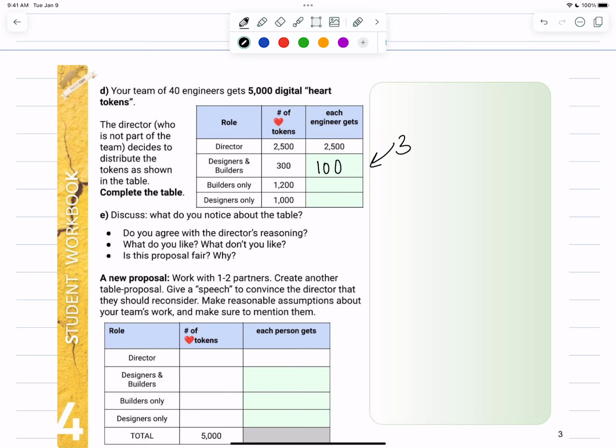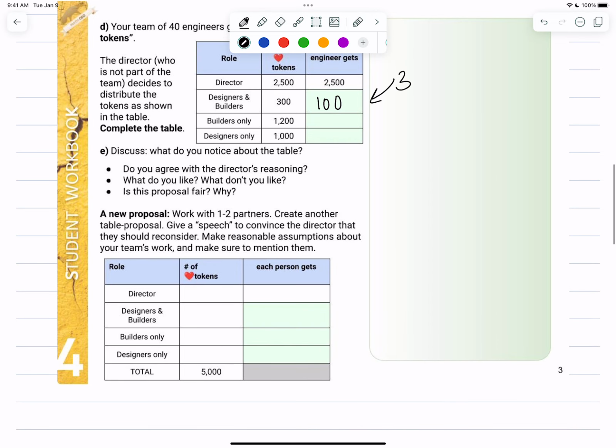And then part E allows you to discuss, do we think that this table is fair? Do you like the director's reasoning? Why or why not? What would you change? Then you can fill out your own proposal in the bottom section there. You can really get the kids to work on their communication skills and to back up their reasoning for why they've made a certain decision about the distribution of this resource.